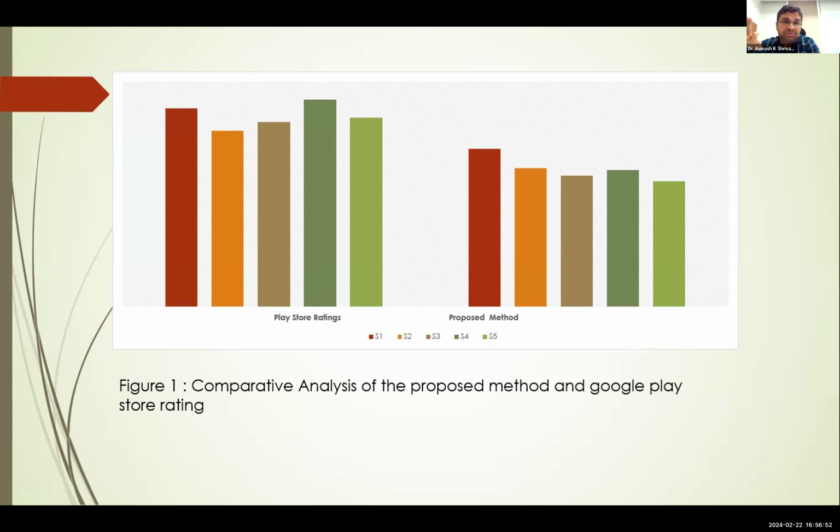And the final question: you have already mentioned that there is a difference between the ratings given by Google and your proposed work. So what now? What is the inference we are getting by comparing these two, the Google reviews and the proposed method? What is the benefit of this comparison?